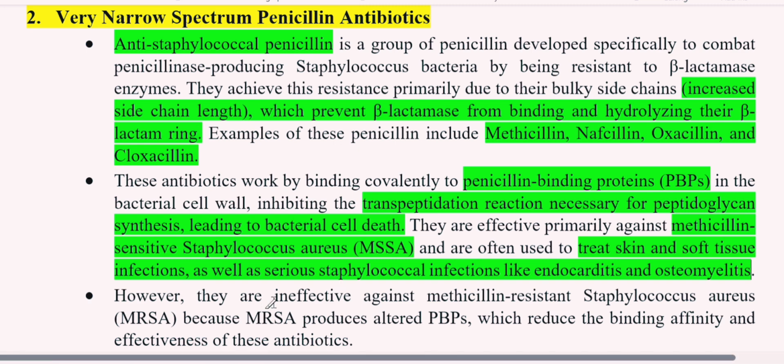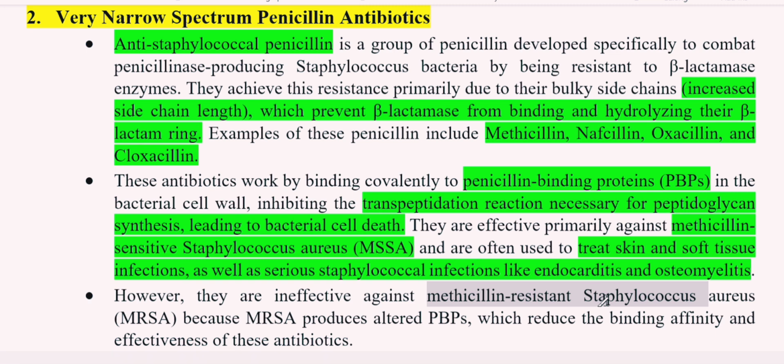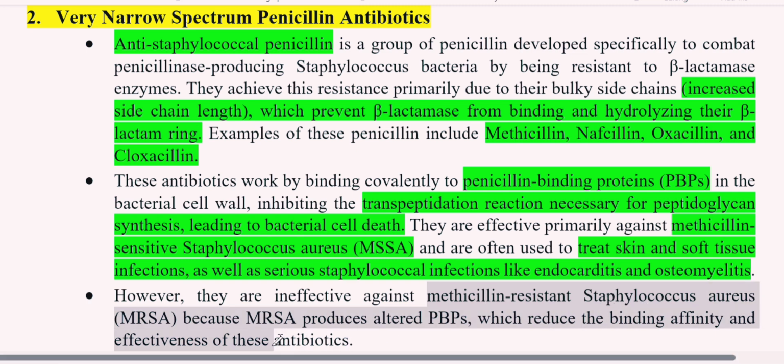However, they are ineffective against methicillin resistant Staphylococcus aureus. Staphylococcus aureus has two types. This microbe can be methicillin resistant and it can be methicillin sensitive. Very narrow spectrum penicillin antibiotics are effective against methicillin sensitive Staphylococcus aureus, while they are not active against methicillin resistant Staphylococcus aureus, MRSA.